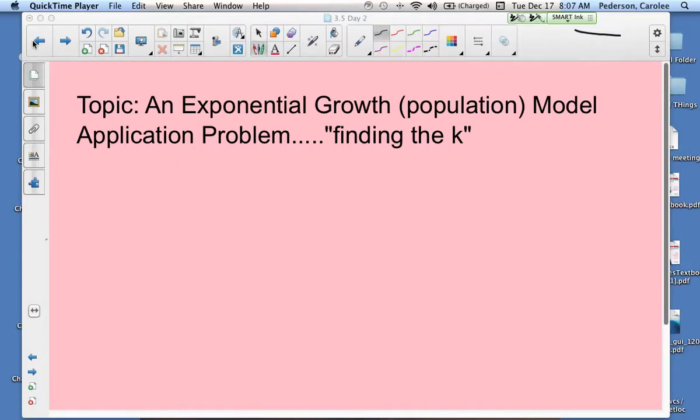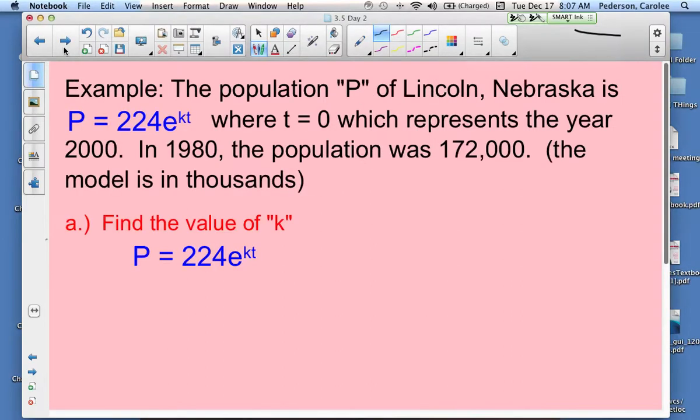This video is on exponential growth with population, and we want to find the value of k first. Here's our example. The population P of Lincoln, Nebraska is P equals 224e raised to the kt, where t equals 0 represents the year 2000. So I'm going to go ahead and circle this first. When the time equals 0, that represents the year 2000.